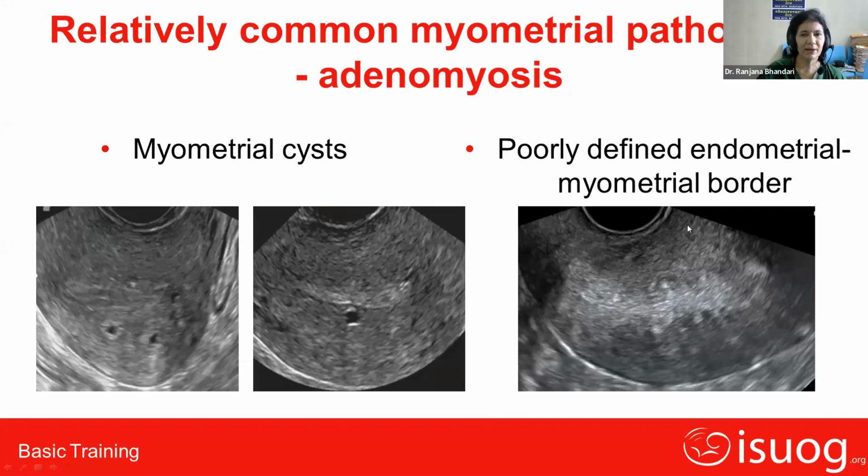Now comes poorly defined endometrial myometrial border. This is very, very important in the endometrium. Otherwise we should have got clear margins of the endometrium just adjacent to the myometrium. But in this case, there is a poorly disordered arrangement. Along with this are echogenic foci within the endometrium. These are echogenic foci. This one is an endometrial bud or endometrial island.